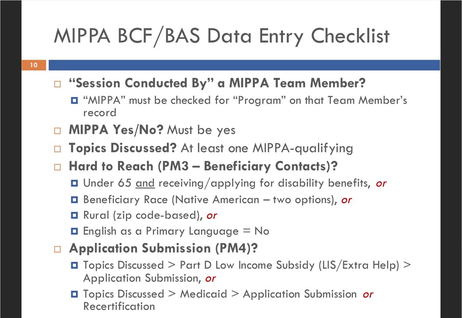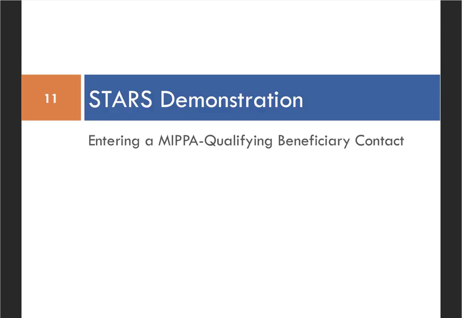And then there are 4 different types of hard to reach contacts for performance measure 3, and they're listed here. And then performance measure 4 is all about application submission. And I will demonstrate all of those.